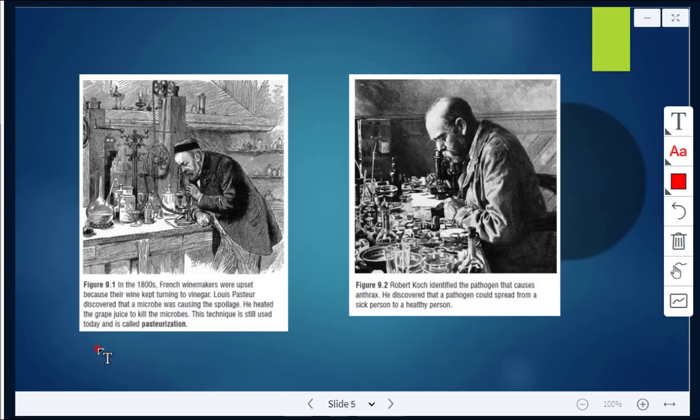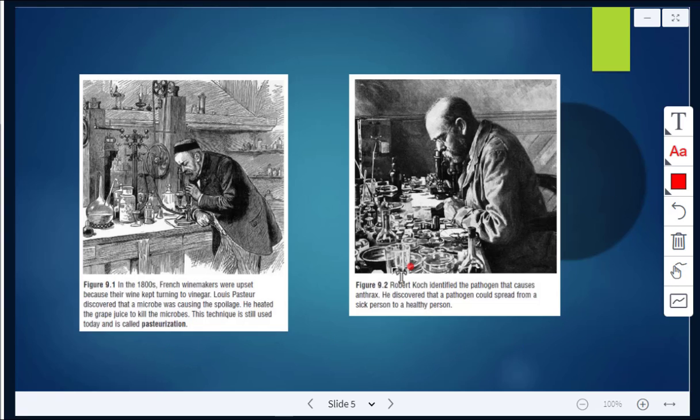All right, these two pictures are just showing a couple of those scientists I talked about. So in the 1800s, French winemakers were getting upset because their wine kept turning to vinegar. So this guy here, Louis Pasteur, discovered using a microscope a microbe that was causing the spoilage. So he heated the grape juice to kill the microbes, and this technique is still used today. It's called pasteurization. So a lot of the milk we drink, some juices, etc., go through this process of pasteurization.